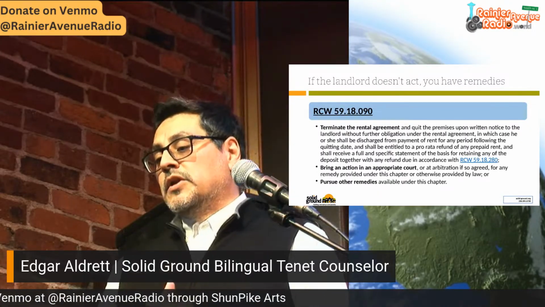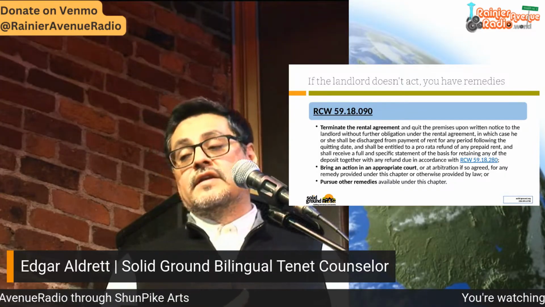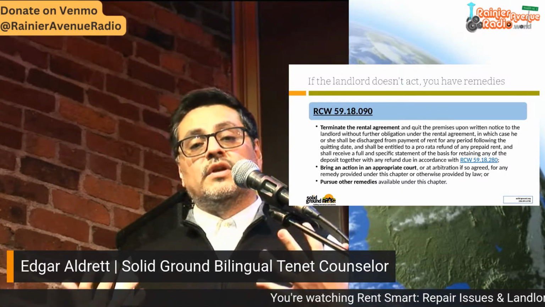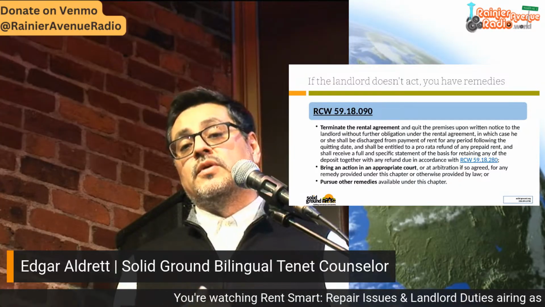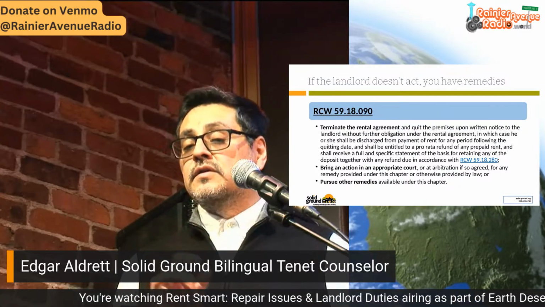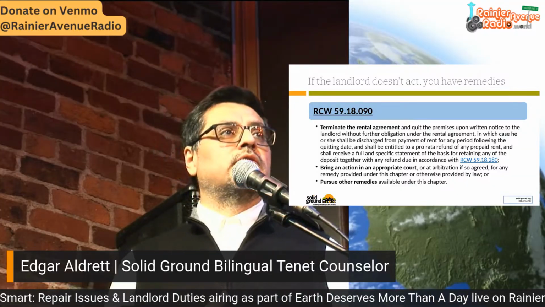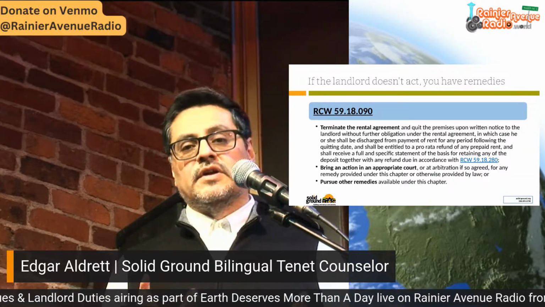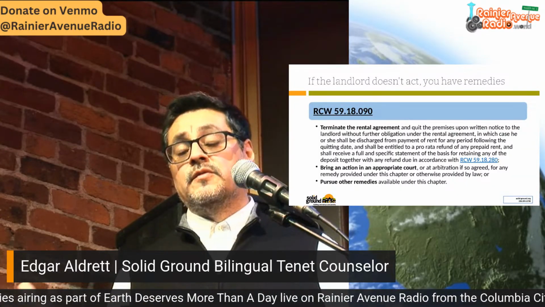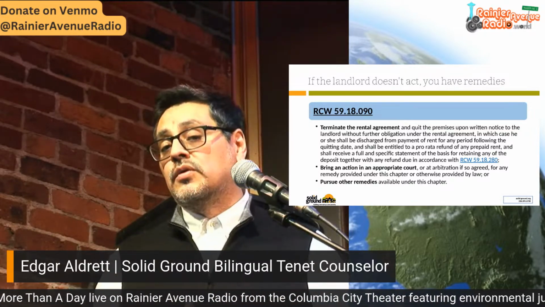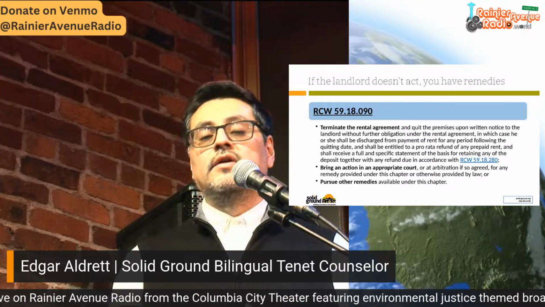All right, another remedy is terminating the tenancy, which some folks would like to do to get out of there, and the landlord is not responding to their repair request. That is an option. However, it depends on the issue at hand. It doesn't mean that if there's a cracked window or a hole in the wall, you're going to file a complaint and hope that the landlord will allow you to get out of your lease contract, to break your contract.